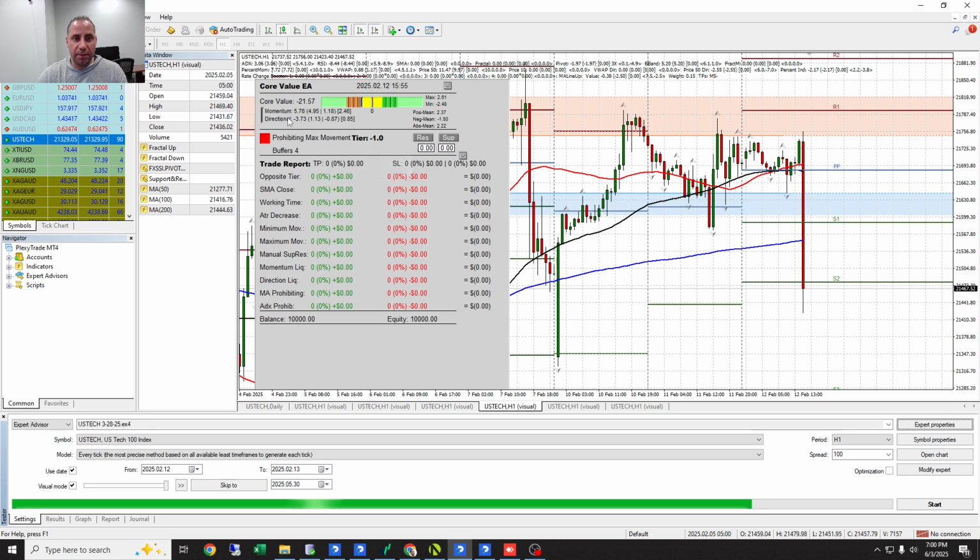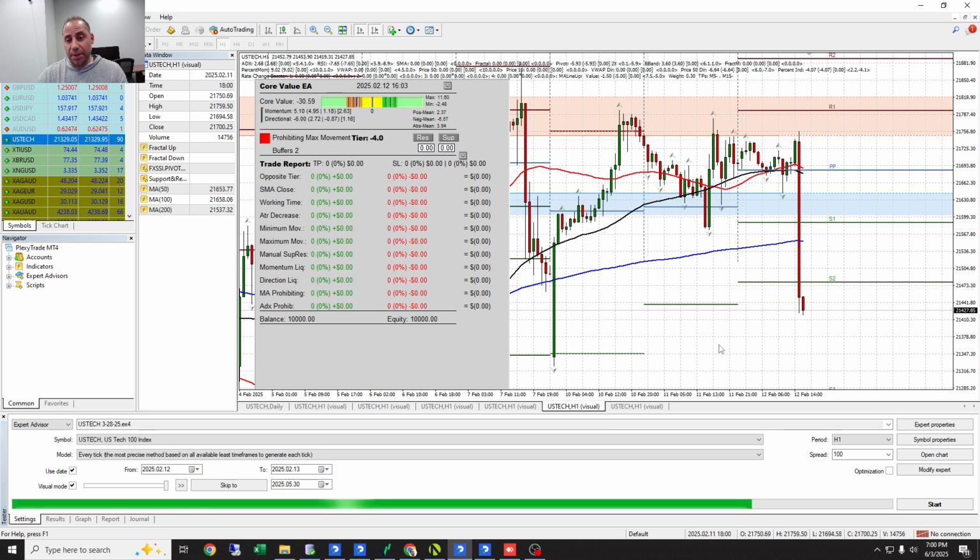This would have been tier 1, core values there, but we see here prohibiting max movement. So we did not open up this trade because of our max movement condition. Now, what happened was, this is at 15:55. We're looking at it 16:03. It looks like we should have opened a position, but that's just 8 minutes later. So, we're here at tier 4. So negative 4, which would have been our tier 4 trade. We would have been in 3 trades by now. Core value is increasing higher, but we're still being blocked from max movement, obviously, because it keeps moving further and further. So we do not open up a trade here either.